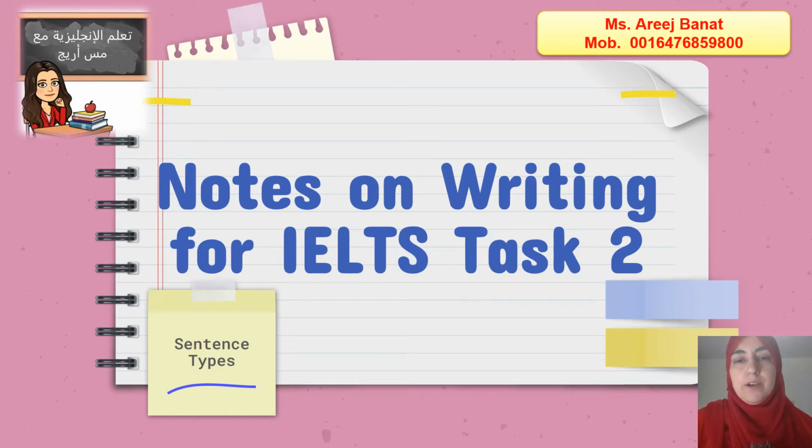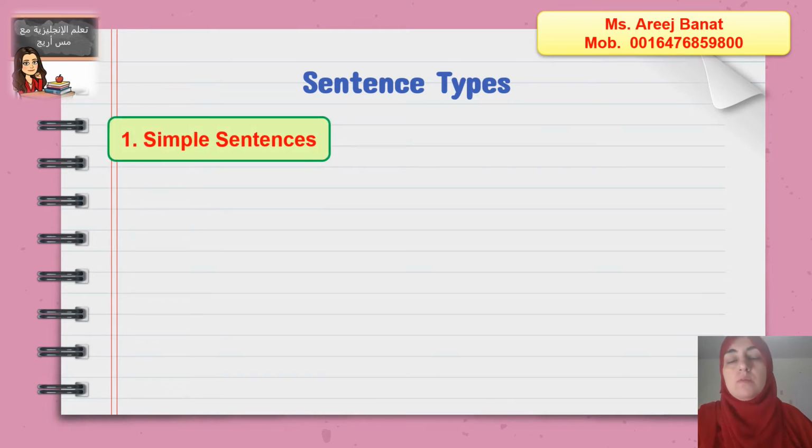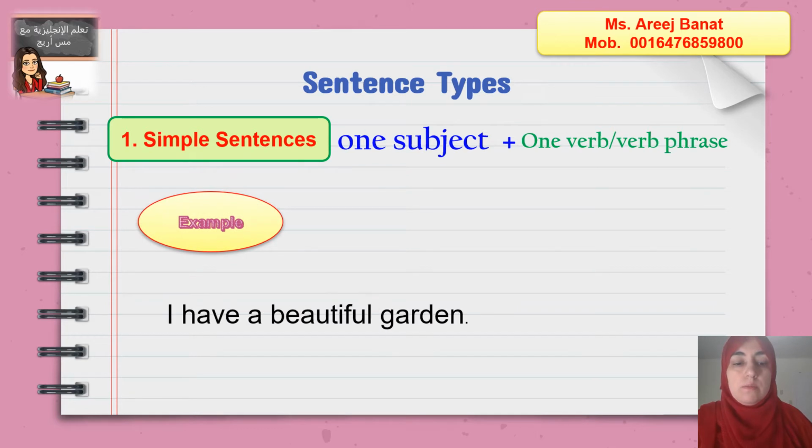Let's get started now. The first type of sentences is called simple sentences. Probably we all know it and use it a lot. It contains one subject, that is the doer of the action, and then we have one verb or verb phrase. An example is, I have a beautiful garden.